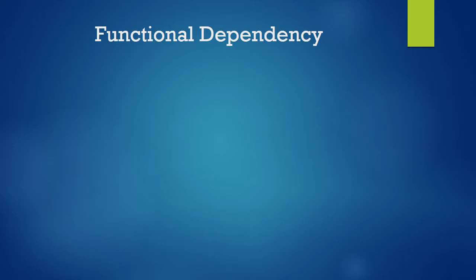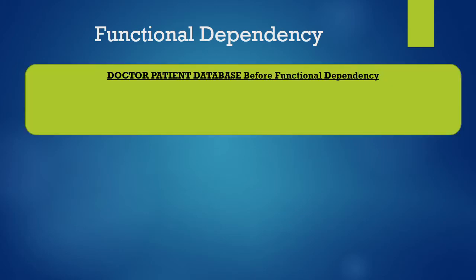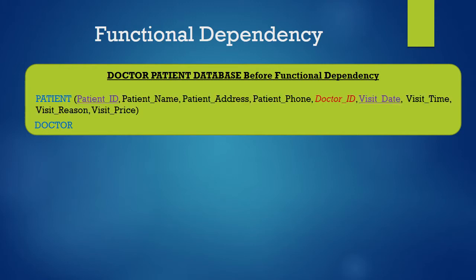Let's take, for example, a doctor's office and a patient who schedules a visit to see the doctor. When I think of a doctor's office, I immediately think of patients and doctors. That is two separate entities. Now I add my attributes to these entities. For patients, I want to include the patient ID, patient name, patient address, patient phone number, doctor, visit time, visit date, visit reason, and visit price.